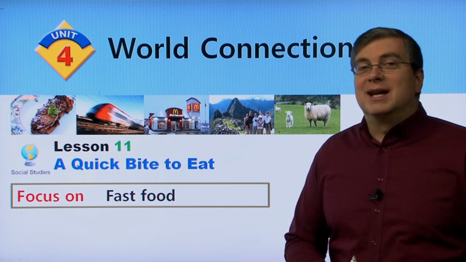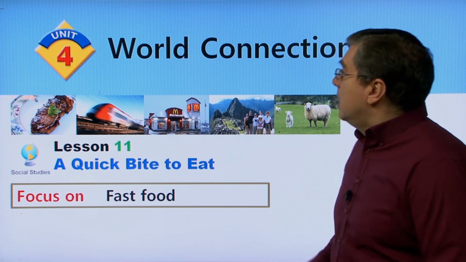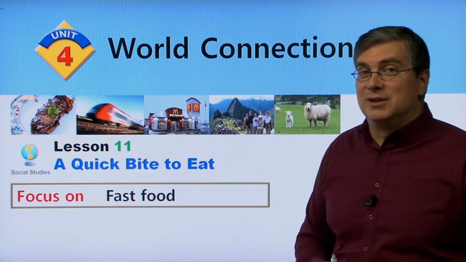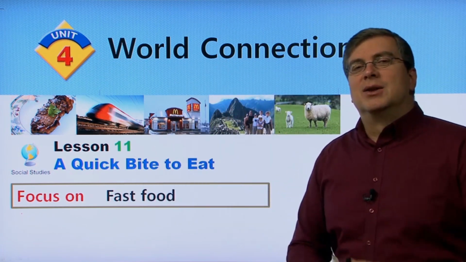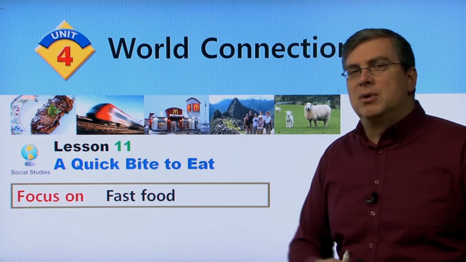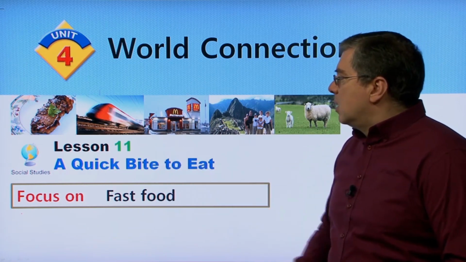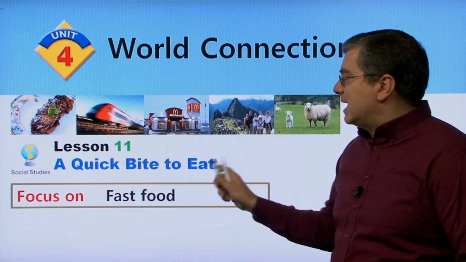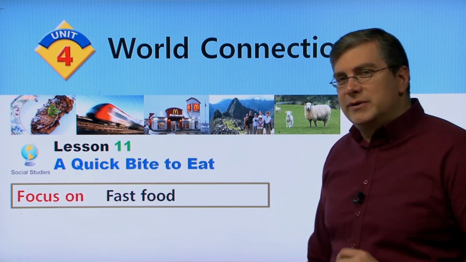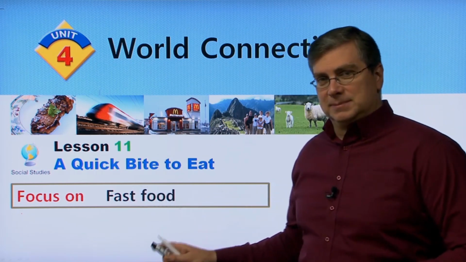Are you interested in continuing our subject here? We're of course on Unit 4. We're talking about world connections. So it's very interesting looking at different places around the world and also thinking about how people have traveled from place to place. In Lesson 11, we're talking about a quick bite to eat. So we're not going to be focusing on transportation, we're going to be talking about fast food.